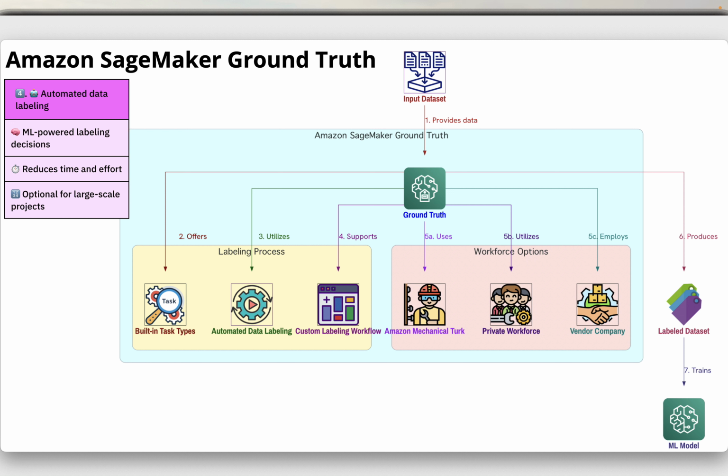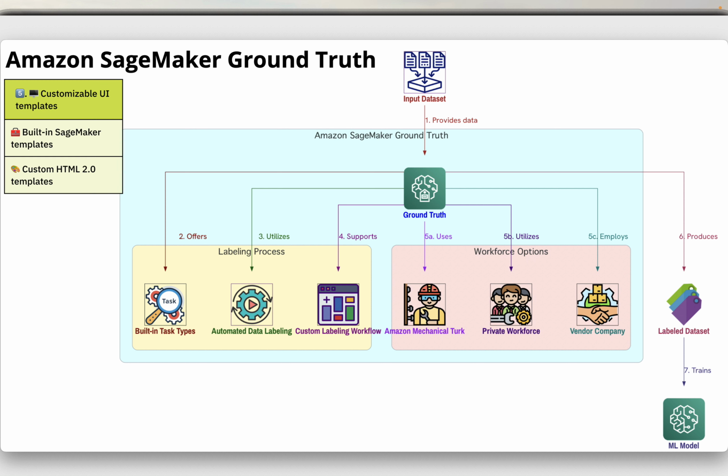And to streamline the labeling process, Ground Truth offers automated data labeling. This feature employs machine learning to determine which data requires human labeling, potentially reducing time and effort in the labeling process. It's an optional feature that can significantly improve efficiency in large-scale labeling projects. So if you have millions and millions of data items, you can first choose automated data labeling, but in case the model cannot label it, it will make a decision to send it to a human reviewer, and humans will actually label the data.